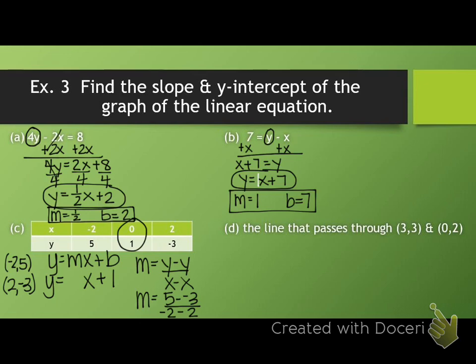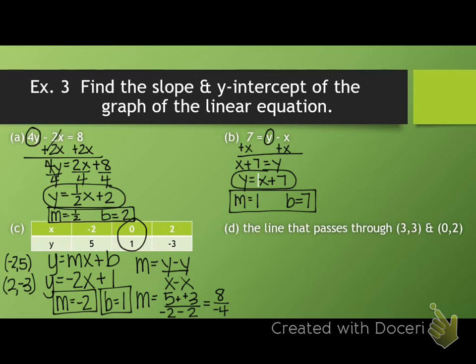What do you have right here? 5 minus -3, what do you see? A double negative, which becomes a positive, okay? What is 5 plus 3? 8. 8 over, what's -2 minus 2? -4. And what is 8 divided by -4? -2. So, m equals what? -2. And b equals what? 1. So there is your final answer.